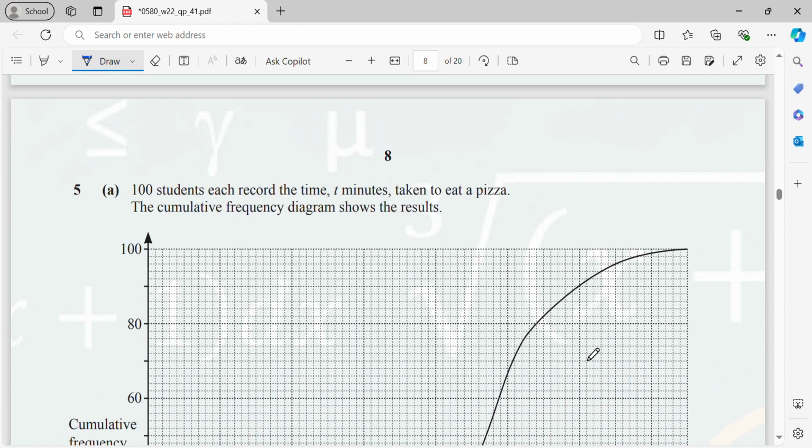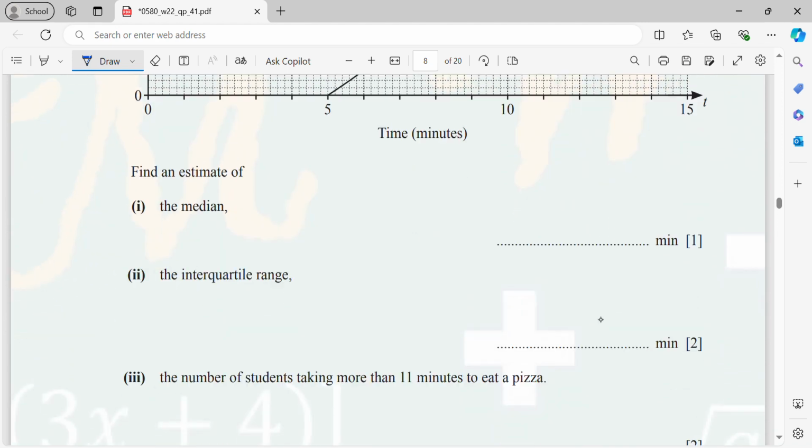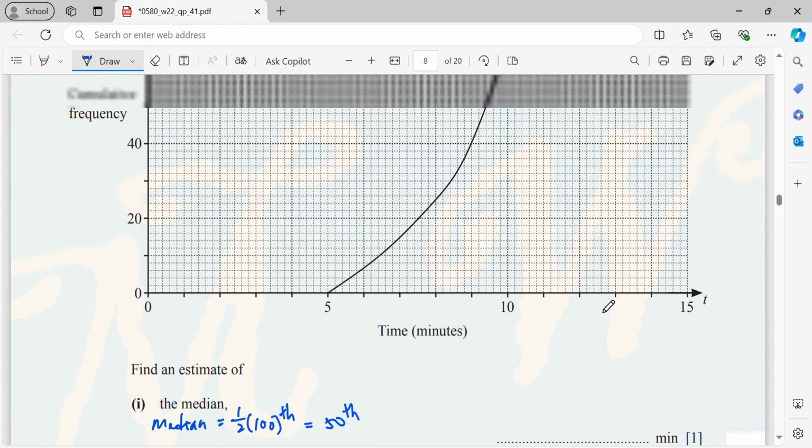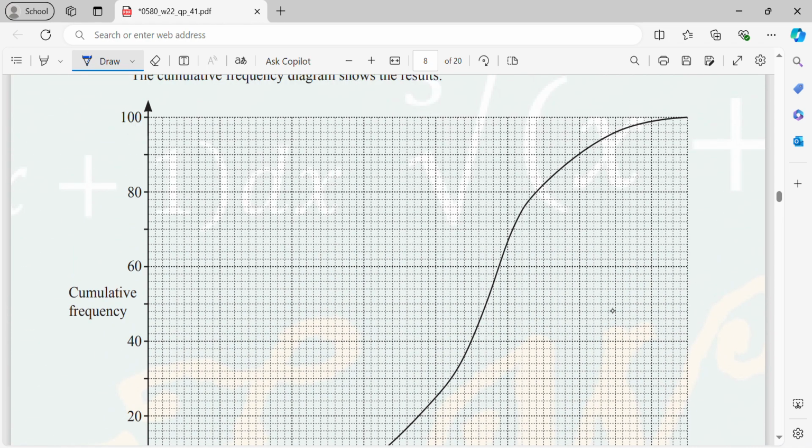Okay, now look at here. Total 100 students. So now the median is basically half of 100. This is the position of the median. That means it will be the 50th value. So for the 50th value, now go to the cumulative frequency, here is 50. Because 40 and 60, so 50 is in the middle.